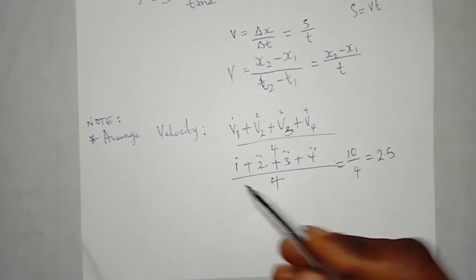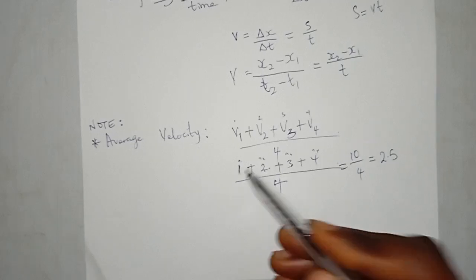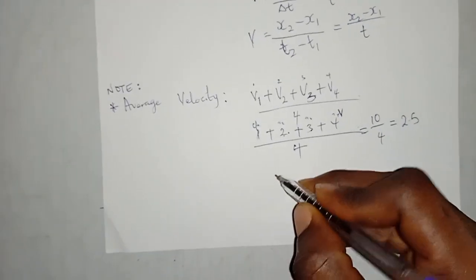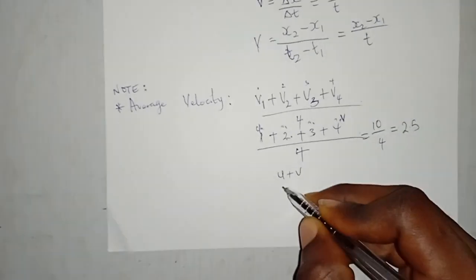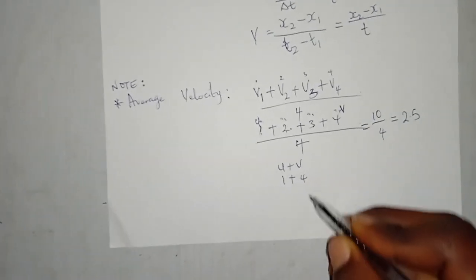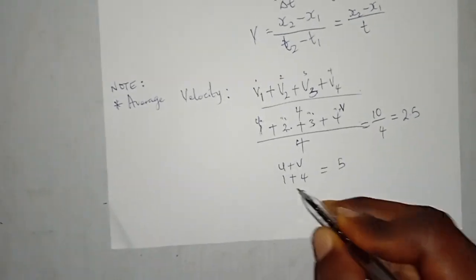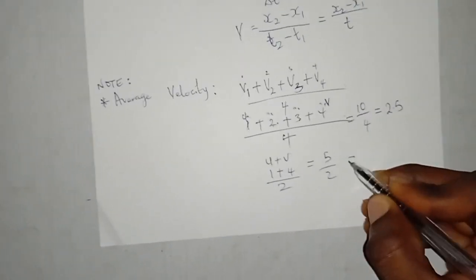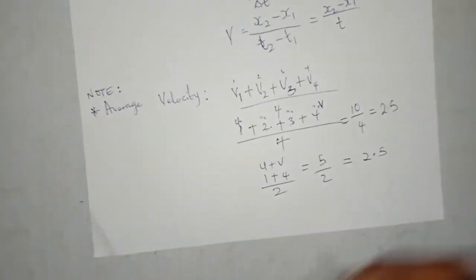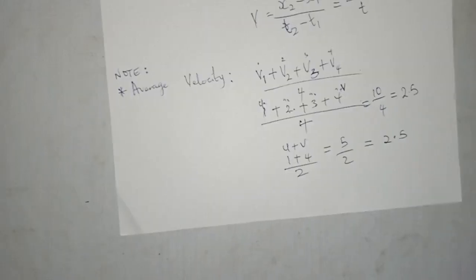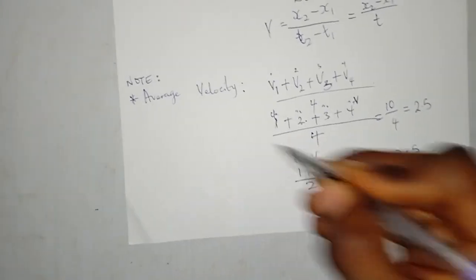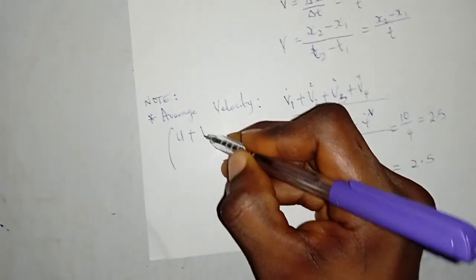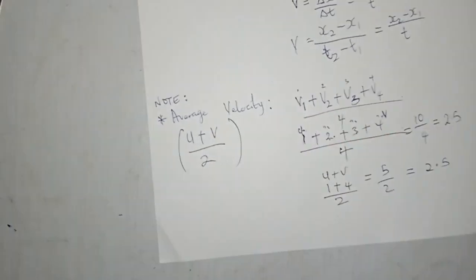total number of velocities, just collect the initial velocity, which is u, then collect the last one, which is v, and sum it up: u plus v, which is 1 plus 4. It will give you 5. Now, because it's 2 velocities you just took, divide it by 2, it still gives you the same thing, 2.5. So that is why we now have what we call average velocity, and this average velocity is given by u plus v all over 2.